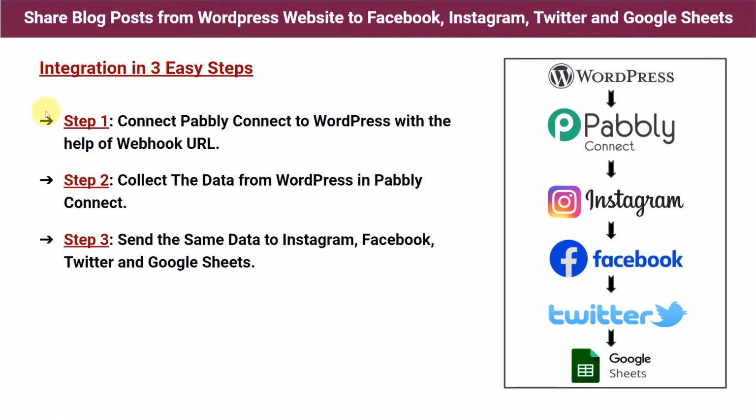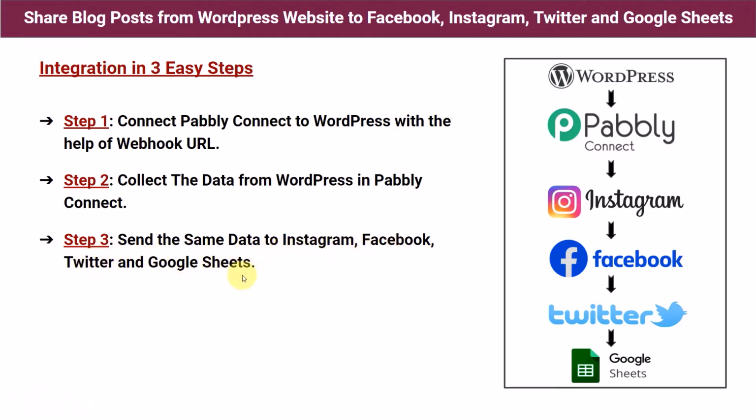So guys, these are the 3 easy steps by which you can also make this integration or connection between your WordPress and your social media applications as well as Google Sheets. Step 1 is connect Pabbly Connect to WordPress with the help of webhook URL. First of all, we are going to open Pabbly Connect and connect our WordPress with Pabbly Connect. Step 2 is collect the data from WordPress in Pabbly Connect. In the second step, we'll create a new blog post here in WordPress and collect the data of that post in Pabbly Connect. And step 3 is send the same data to Instagram, Facebook, Twitter, and Google Sheets.